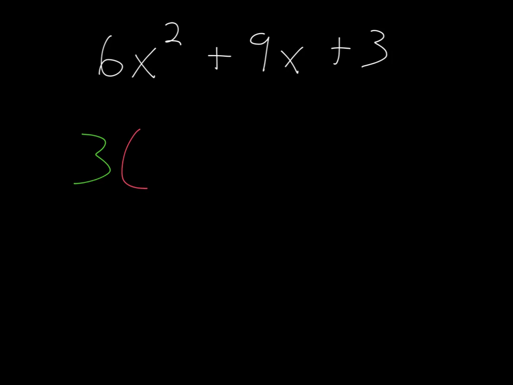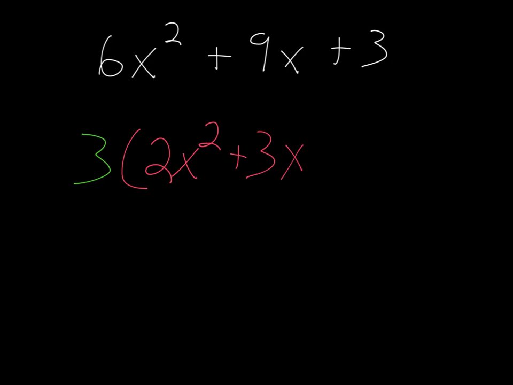So 3 is my GCF. Then I got to fill in my parentheses. So 3 times what is 6? That, of course, is 2. And then I need to throw in that x squared. And then I got to do 3 times what is 9, and that is going to be 3, and I got to throw in the x.